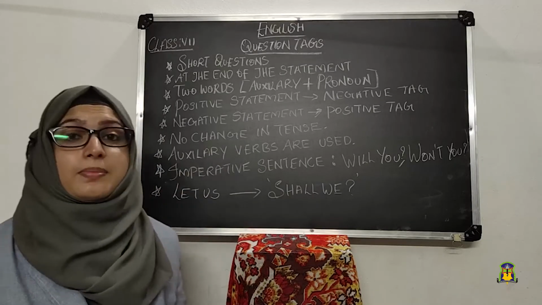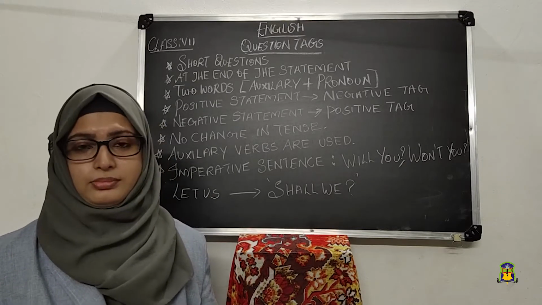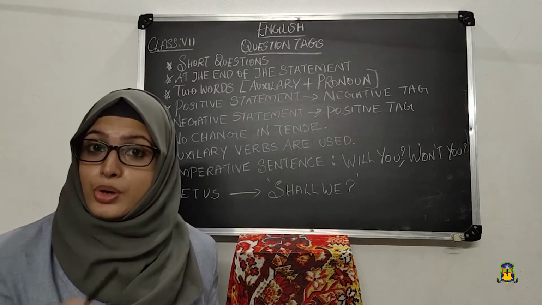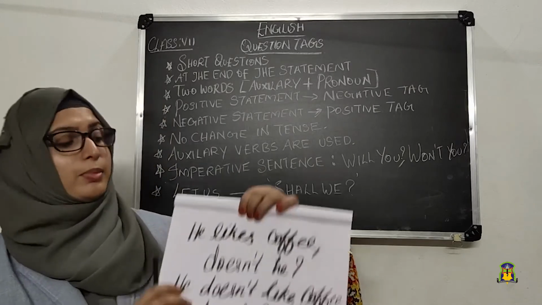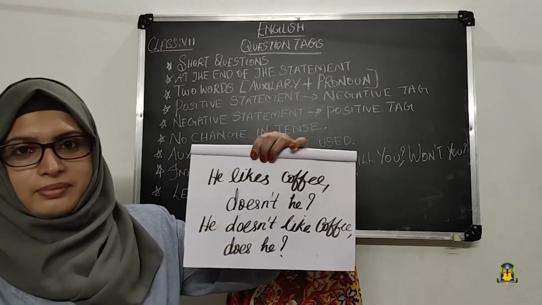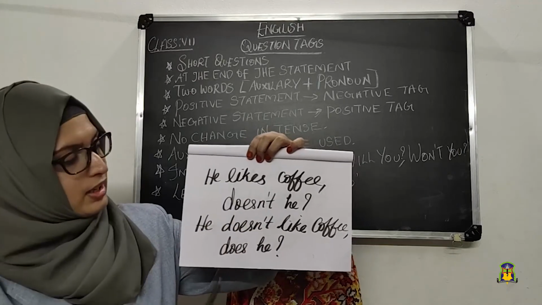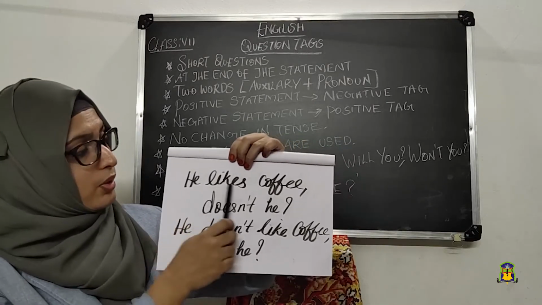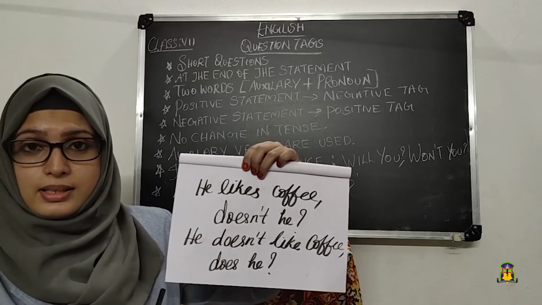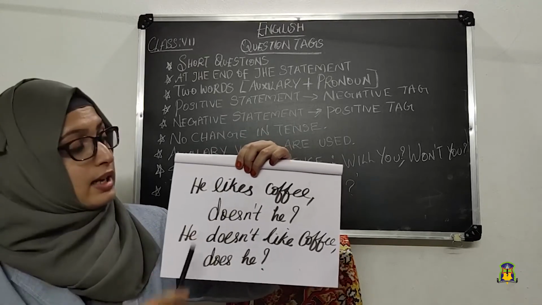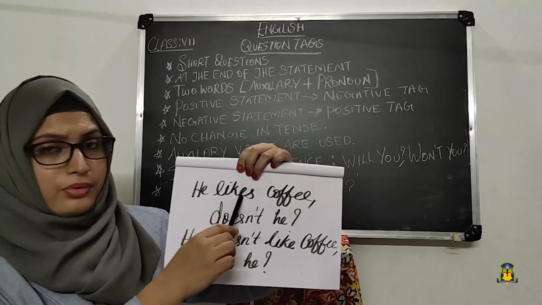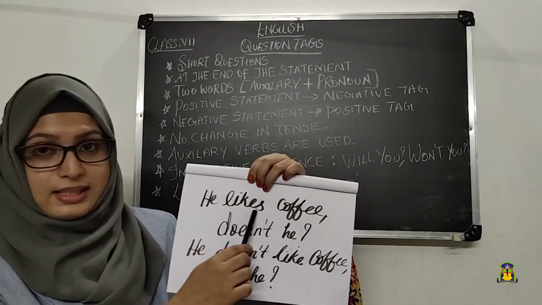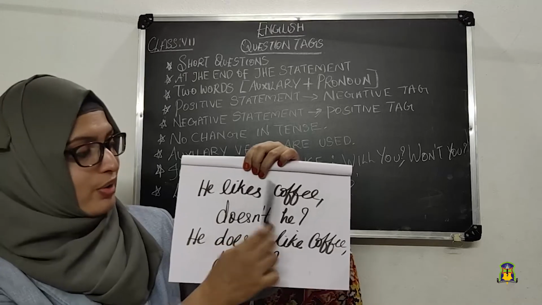Next thing, auxiliary verbs are used. Already I told you that is or am or are is used in the sentence. Instead, if you do not find that, what will you do? For example, look at this sentence. He likes coffee, doesn't he? How did we get doesn't he here? Because here we cannot see any is or am or are. He likes coffee, like is a verb there. And it is simple present tense that we can understand because he is singular, likes coffee.